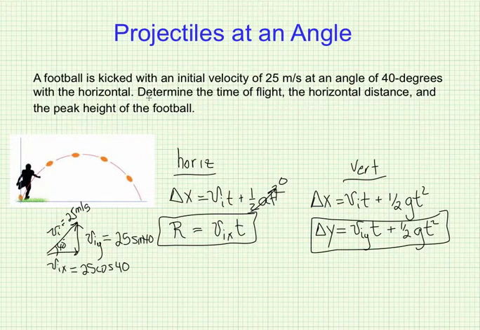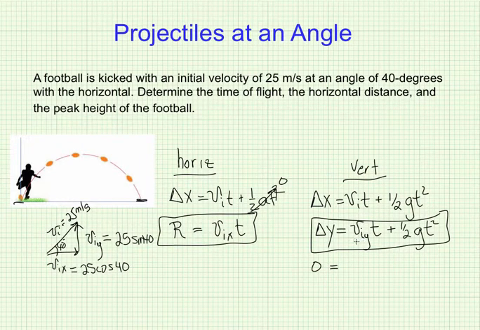All right, it says determine the time of flight, the horizontal distance, and the peak height of the football. We're not told anything about where it's going to land, so I'm going to assume that we kick the football from the ground and it lands on the ground. Now remember, for displacement, we don't care about the path that it takes. The fact that it started here vertically and lands here vertically, do you see they're at the same height? That means my vertical displacement is going to be 0.